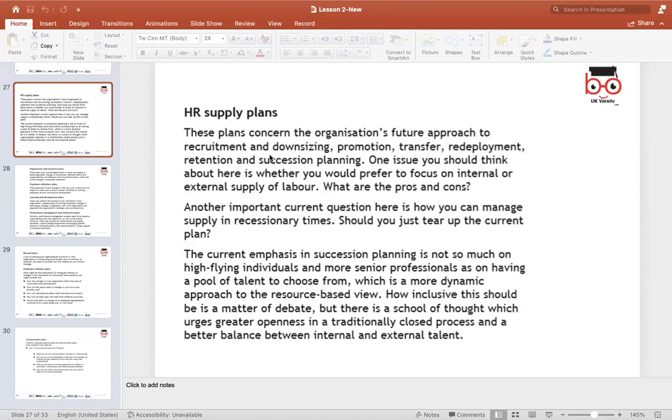For example, in this example, it says if there is downsizing happening, they're going to obviously focus on promotion and redeployment, retention, and succession planning. Because they're not going to look at putting their resources towards recruitment now. They're going to put their resources towards learning and development plans. That's just one of the issues that they've mentioned over here, okay?